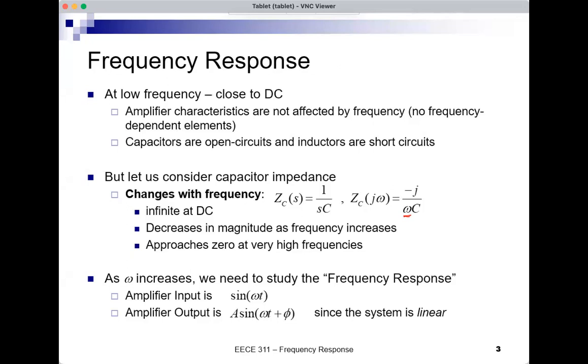But in reality, it's more complicated than that. And A is really a function of omega. So it's an A of omega. And phi is also a phi of omega. So it's not 0 or 180. It may be between 0 and 180, varying with omega. And A may be the low frequency gain, the one that we know how to calculate so far. But it may change as we change omega. It won't be constant.